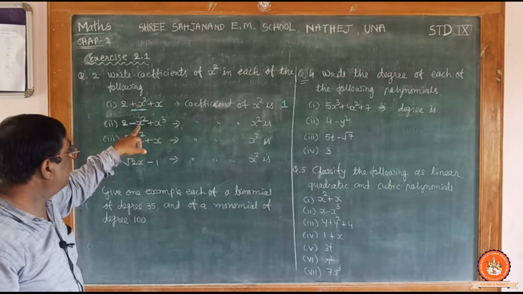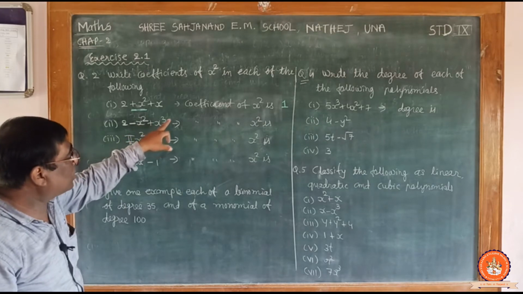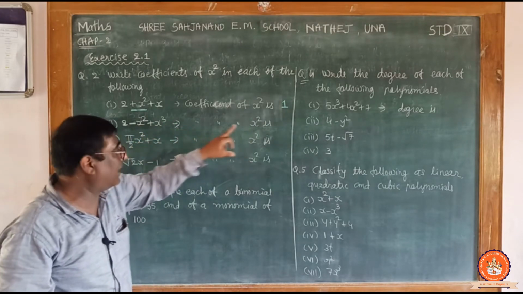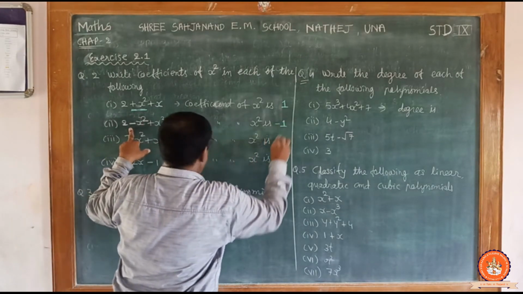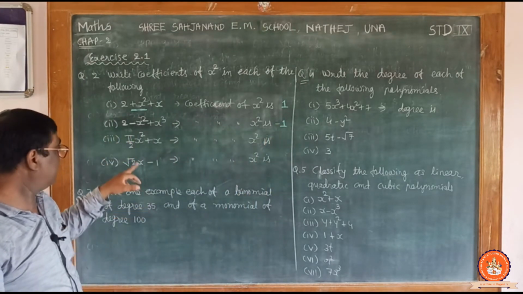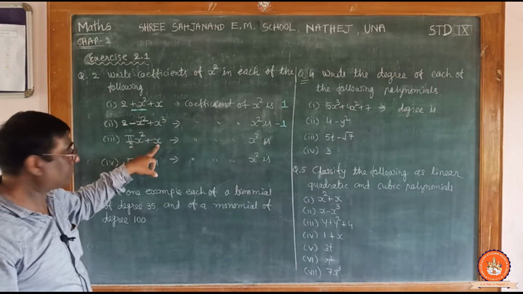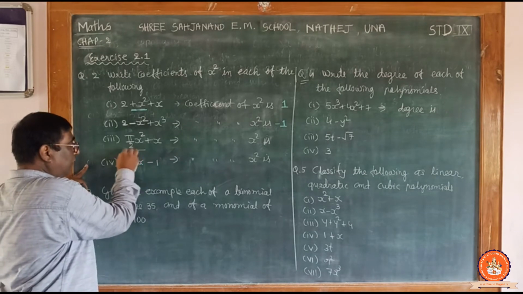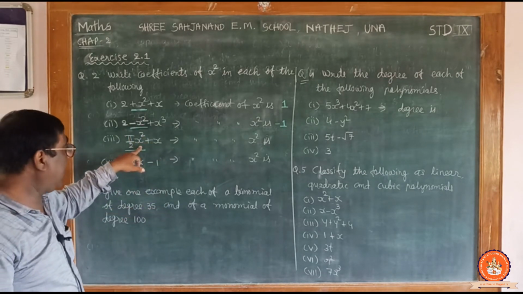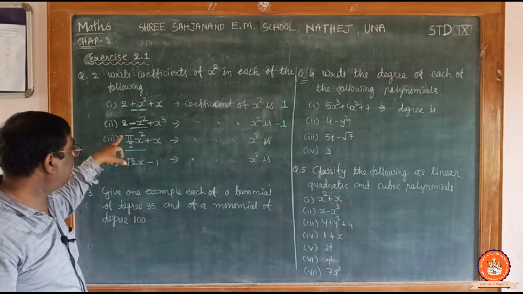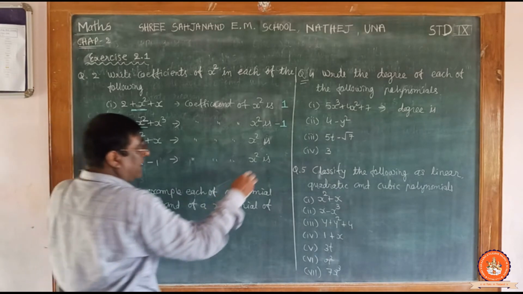Now here, 2 minus x square plus x cube. So the coefficient of x square here is minus 1. Now here, pi by 2 into x square plus x. Here the term with power 2 of x is x square, and the multiple of this term is pi by 2. So pi by 2 is the coefficient of x square.